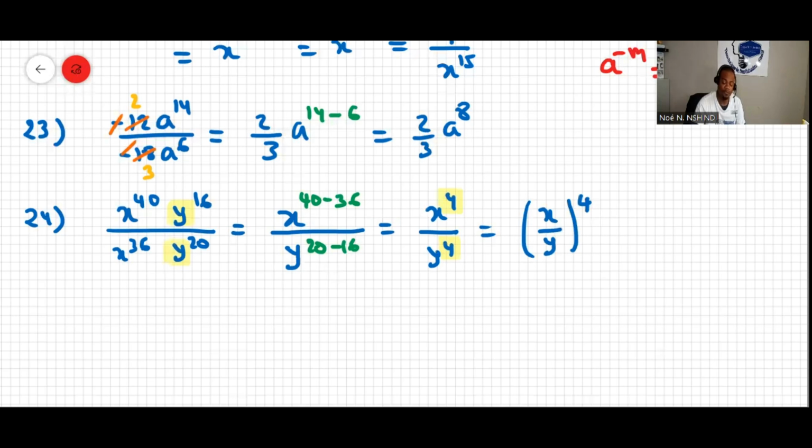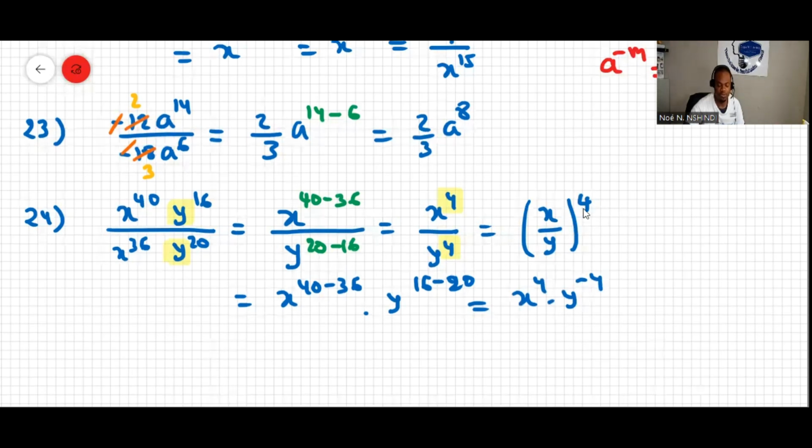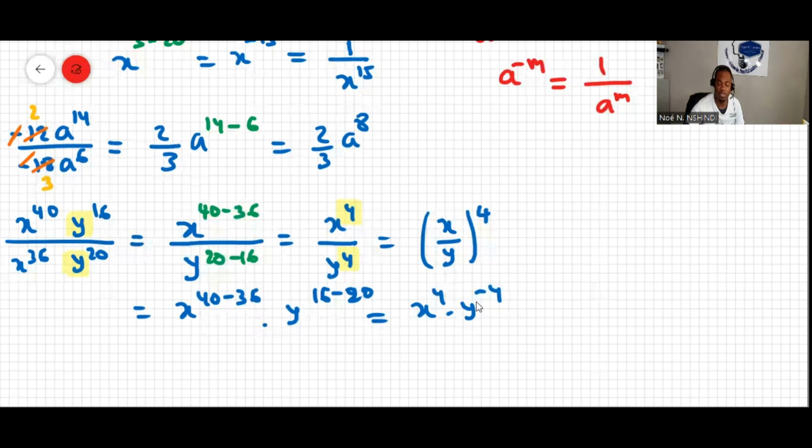Now, if for instance someone wrote x to the power of 40 minus 36, and then multiplied by y to the power of 16 minus 20, they would have to reduce that again, because this will be x to the power of 4 multiplied by y to the negative 4. Then they have to apply this law of exponents to move y to the negative 4 to the denominator. So this will be x to the power of 4 over y to the power of 4, and then simplify it to this form.